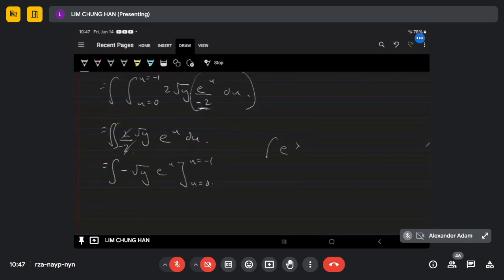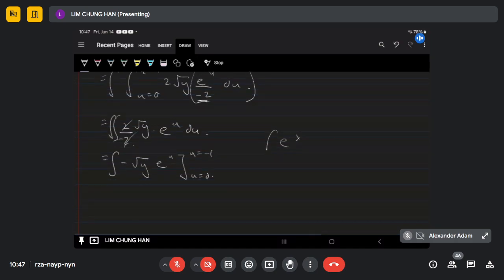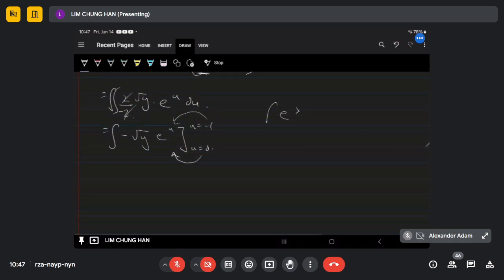Okay. So can you finish this? You just substitute this u into here, u into there. Can you finish this? Then you just integrate y, then finish. Yeah, the y is easy. It's only square root y. Okay. So that's it.